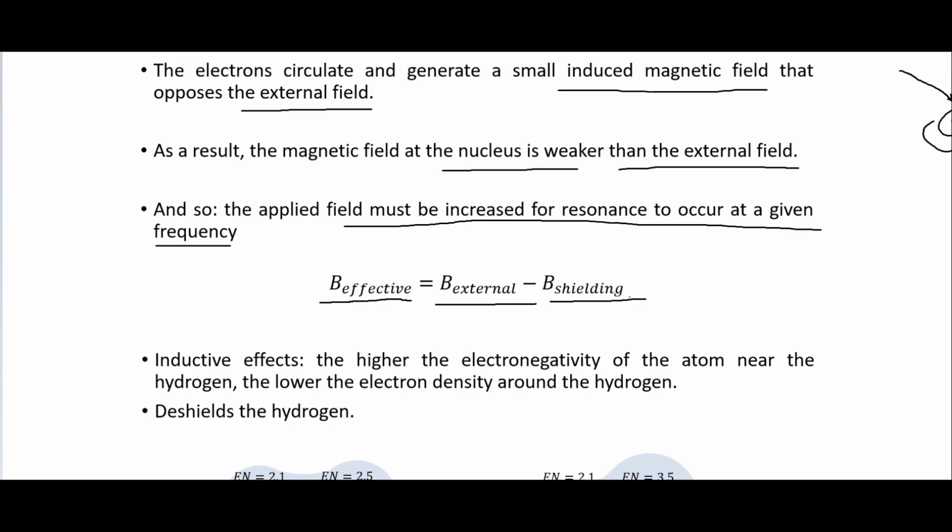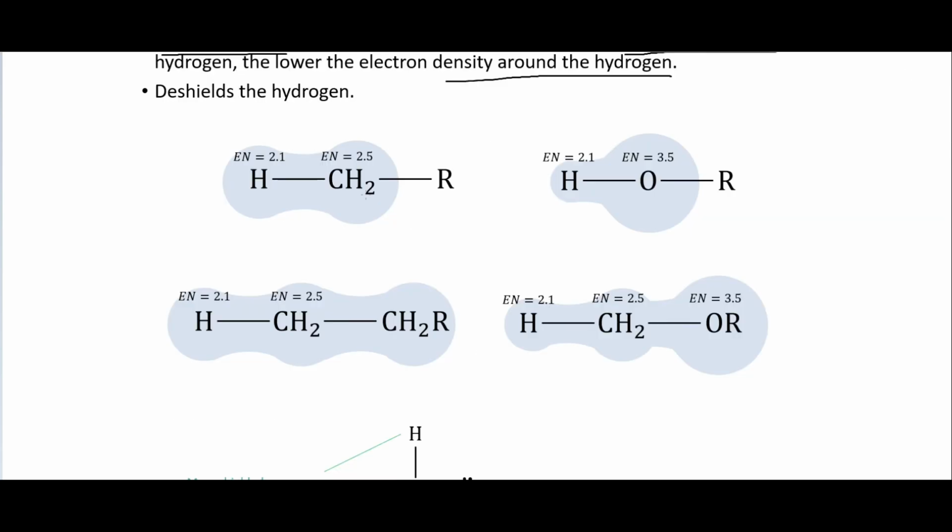Because different atoms have different electronegativities and will pull electrons away from themselves at different magnitudes, we can therefore think of these protons being in different chemical environments. One way we can see this is with inductive effects. Inductive effects means that the higher the electronegativity of one of the atoms near the hydrogen, the lower the electron density around that hydrogen. And so we can think about it this way.